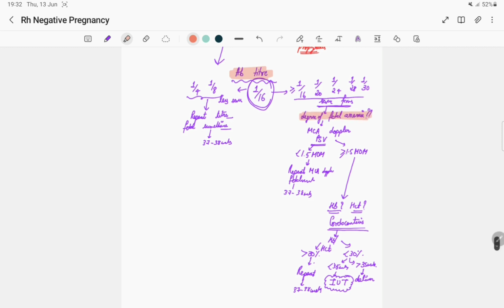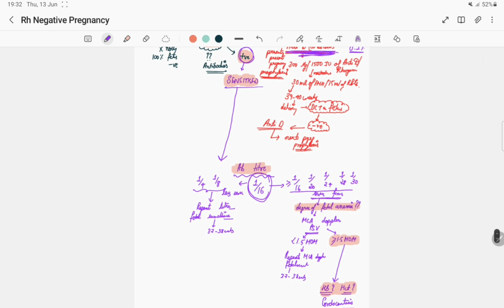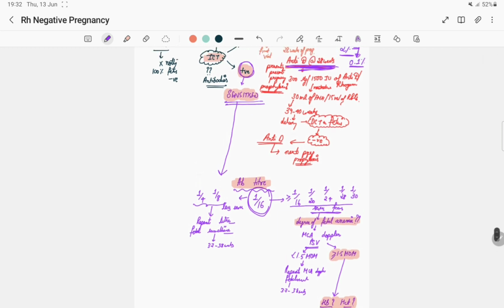If it is more than or equal to 1.5 times MOM, then I can check for the hemoglobin or the hematocrit by doing a chordocentesis, right? And if the hemoglobin or the hematocrit is less than 30%, and if the baby is less than 35 weeks, then I might have to go for intrauterine blood transfusion as well, right? So remember that, did I have any role of anti-D when the mother was sensitized? No. When the mother was already sensitized, there's no point giving anti-D to her.